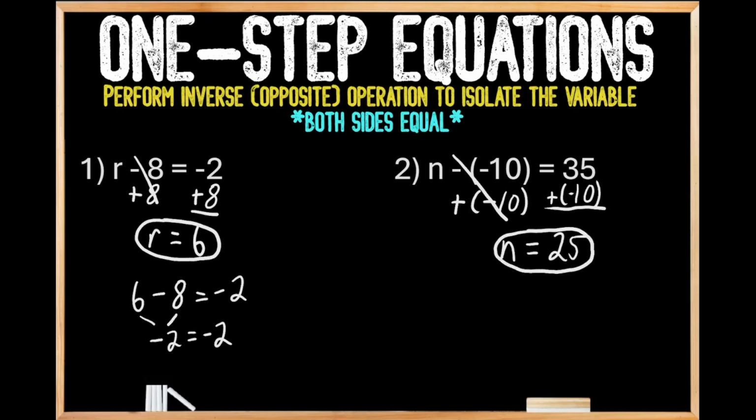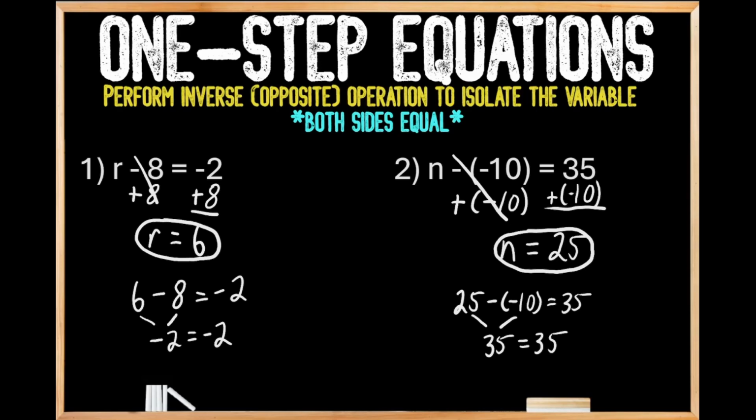And just to make sure that we got the correct answer here, we're going to plug in our value for n in our original problem. So we have 25 minus negative 10 equals 35. And remembering that whenever we're subtracting a negative, we're actually increasing in value. So when we subtract negative 10 from 25, we get 35. And then since both sides of this equation are equal, it means that we have the correct answer. N is equal to 25.